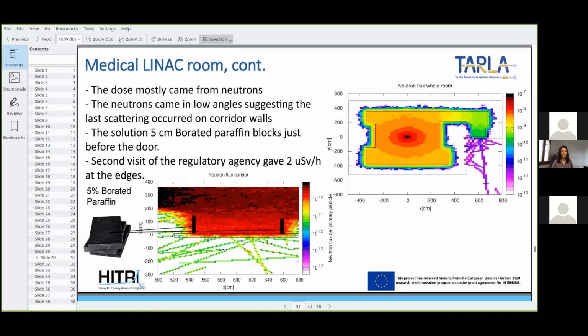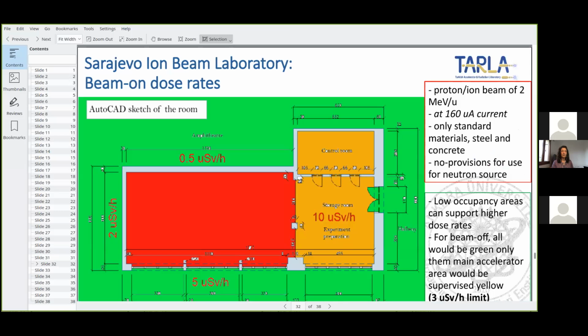So this is then the second example where the work has been completed essentially. FLUKA provided enough information for us to solve the problem. The previous one is ongoing, and the next one is then the very early stages. So first simulations for the Sarajevo Ion Beam Laboratory.